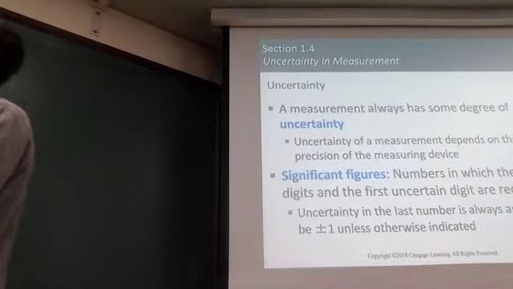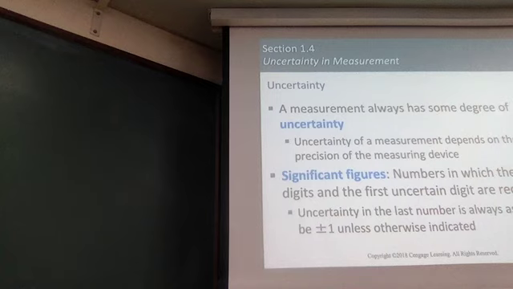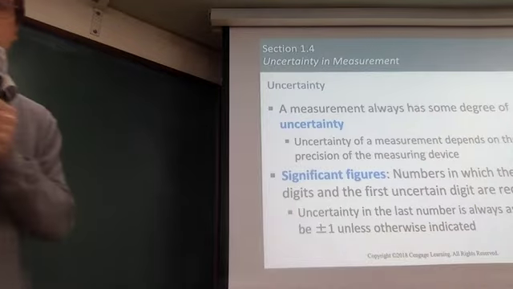Any measurement will carry this uncertainty. Any instrument will carry a certain precision error. The significant figures are usually the numbers in which the certain digits and the first uncertain digit are recorded. This is what we usually call the significant figures. And the uncertainty in the last number is usually assumed to be plus minus 1, if not otherwise indicated.